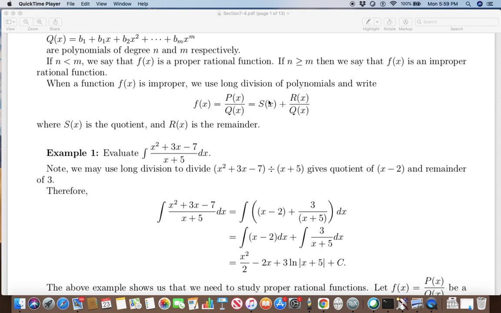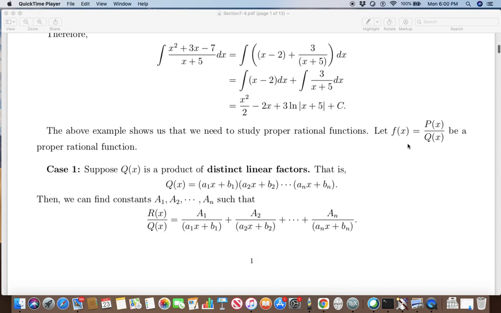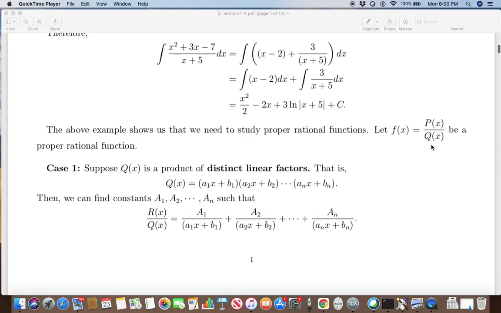The quotient is a polynomial whose integration you know. Therefore, it is enough to understand the remainder part. Okay? It is enough to study the proper rational functions. That is where the numerator has degree smaller than the denominator. So let us start with a function that is a proper rational function. Numerator has degree smaller than the denominator.